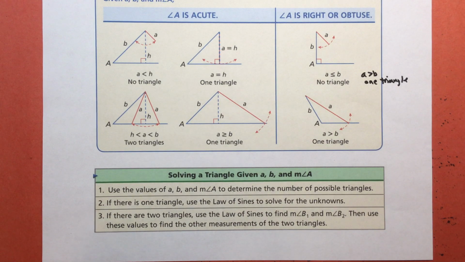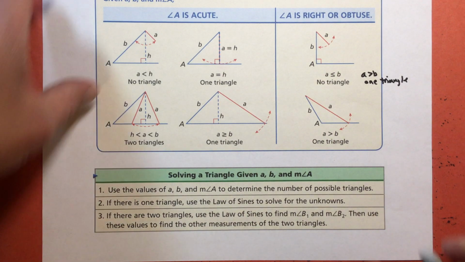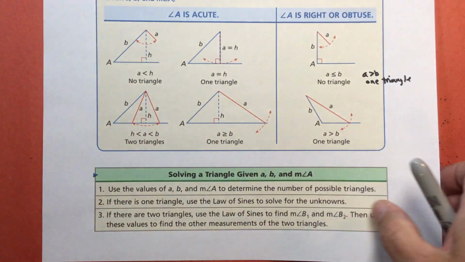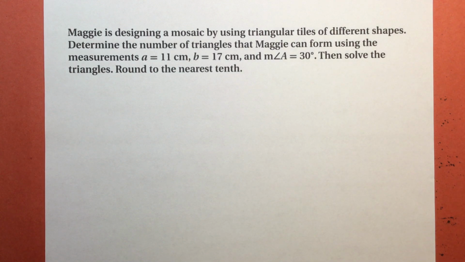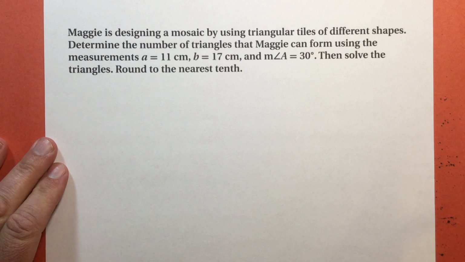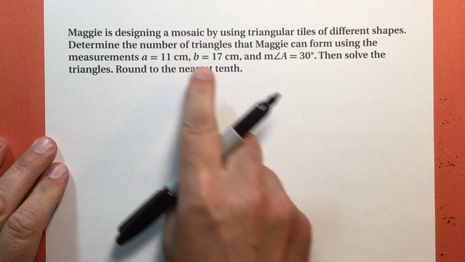There's a lot going on here, but it's okay. We'll get you through the whole thing. I'm going to do a couple of examples, but we'll do more in the guided practice. So, this seems like an application problem, but it's not. We're just going to get to the triangle. Maggie's designing a mosaic using triangle tiles. That's all great, very artsy. We have these measurements here.